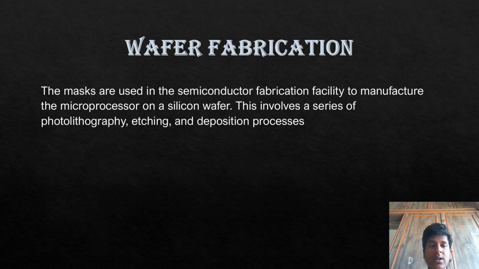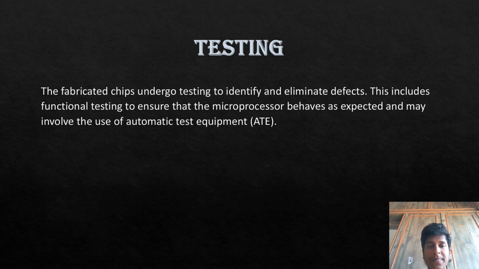Wafer fabrication. These masks are used in a semiconductor fabrication facility to manufacture the microprocessor on a silicon wafer. This involves a series of photolithography, etching, and deposition processes.